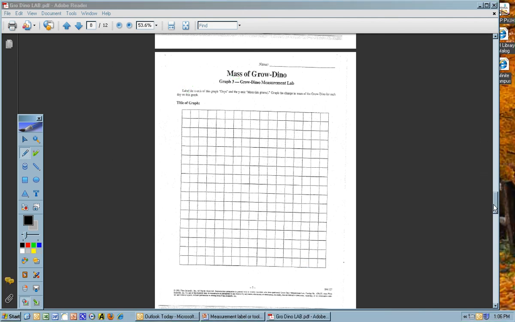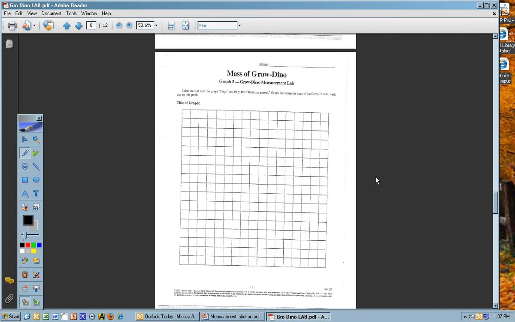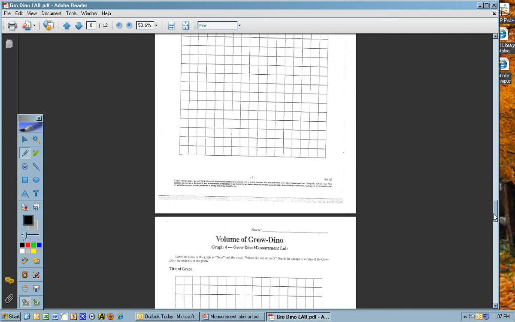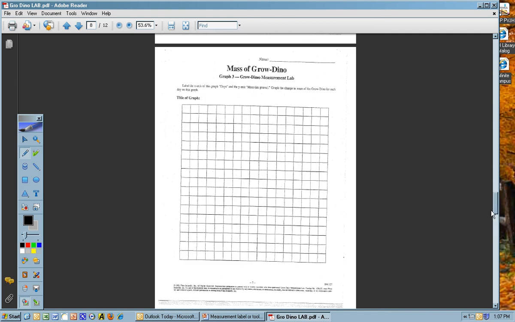Now, using the information that I've discussed for length, height, thickness, and perimeter, and for the mass of the Grow Dino, you need to do volume on your own. It follows the same rules. You need to figure out what the biggest volume you're going to get on here is, and you use the same days across the bottom. The mass and the volume only have one line on them. So when you're done, they will look roughly like that. Just one line.